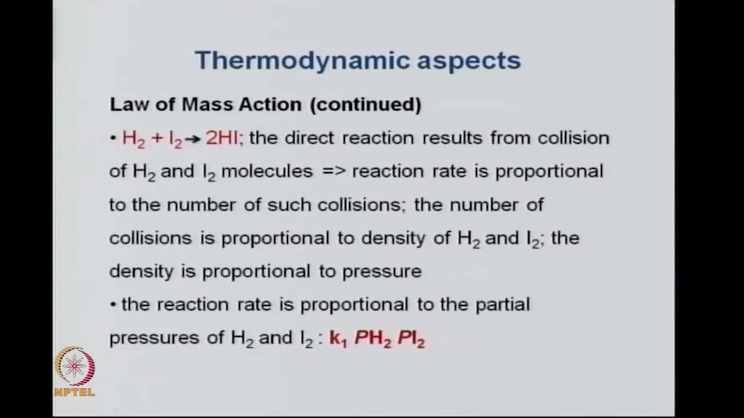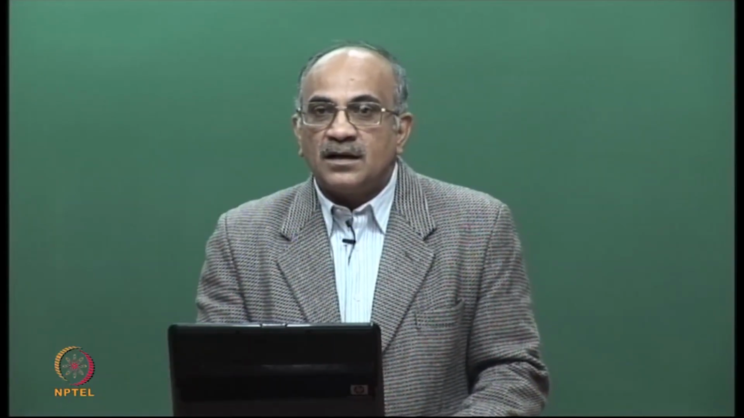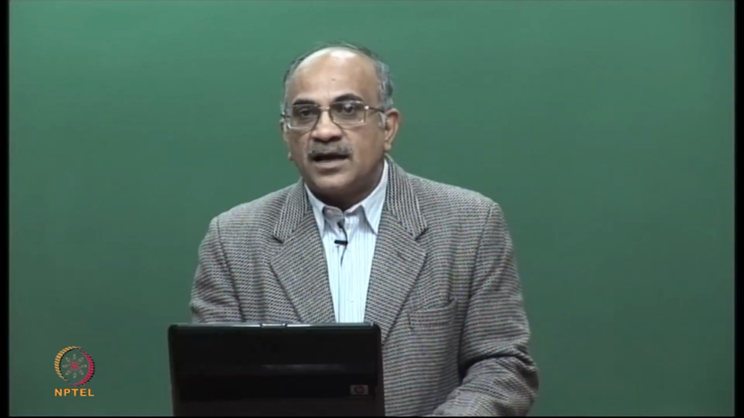And this is an example of that. That was one example we showed, nitrogen and hydrogen reacting to give ammonia, and this is another reaction where hydrogen and iodine are giving you hydrogen iodide. The reaction is basically due to the collision of hydrogen and iodine molecules, and the rate of reaction, how fast the reaction will happen, is proportional to the number of such collisions, and the number of collisions is proportional to the density of the hydrogen gas and the iodine gas.